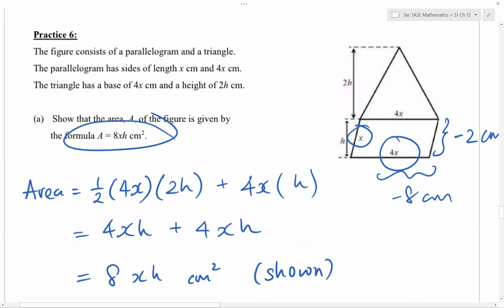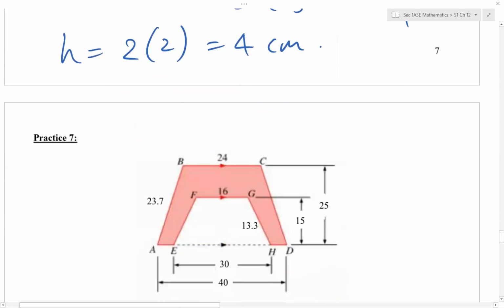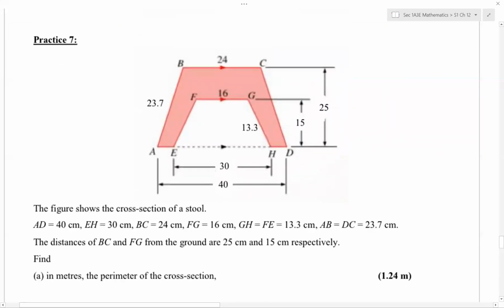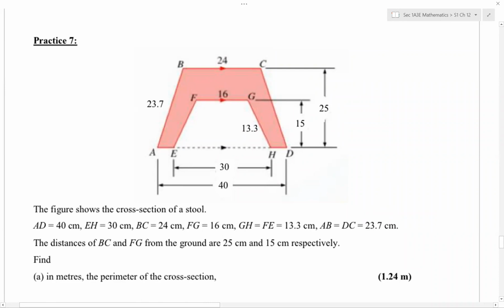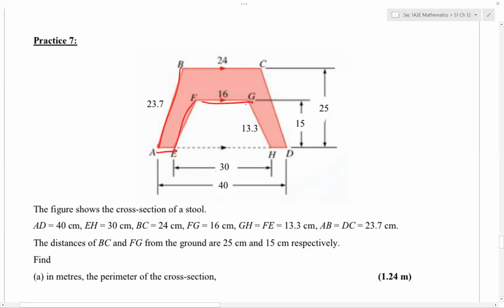Okay, 6 we've done already. Question 7, and then finally 8. So question 7. This was also a homework question. Actually, nothing complicated. So just add everything up. You have all the distances already, except for AE and HD.